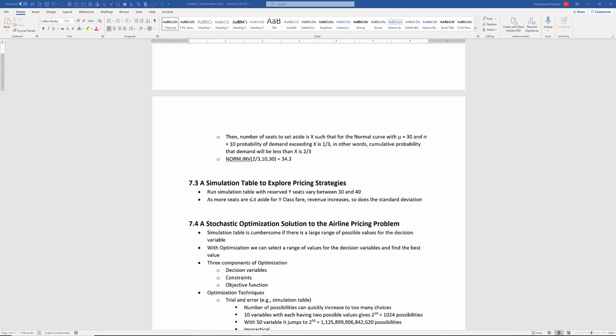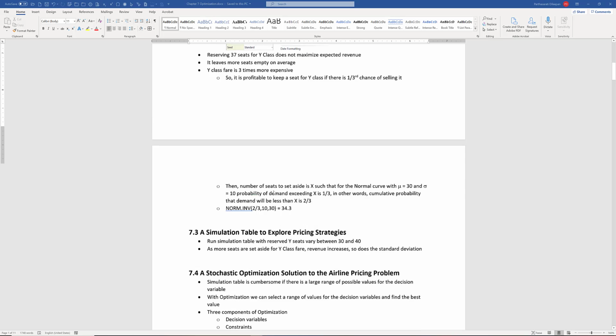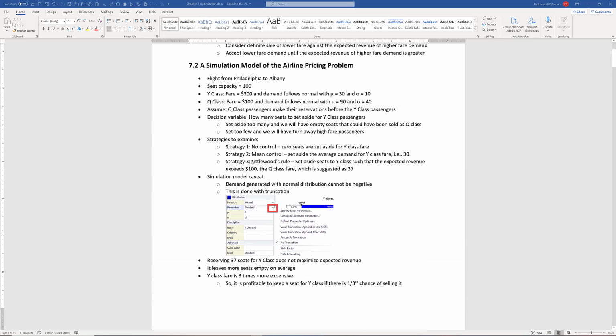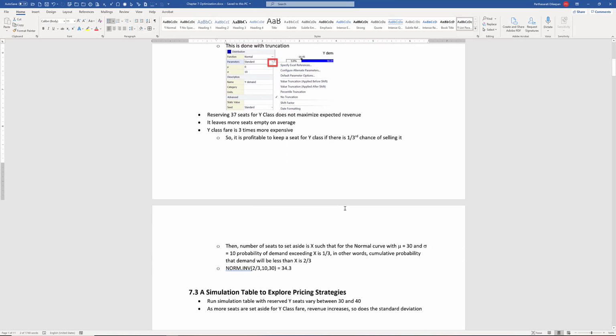In the next analysis, we're going to take a look at strategy number 3. So we did 3 strategies, and now we're going to focus on strategy 3. In strategy 3, we started out with 37 as the point at which the future expected revenue from Y class sales will be equal to the definite sale of $100 from Q class.